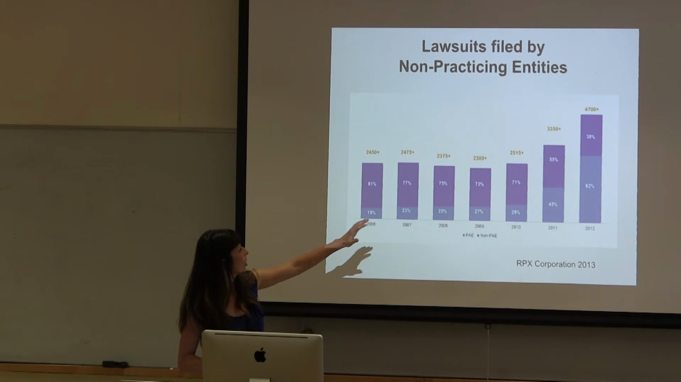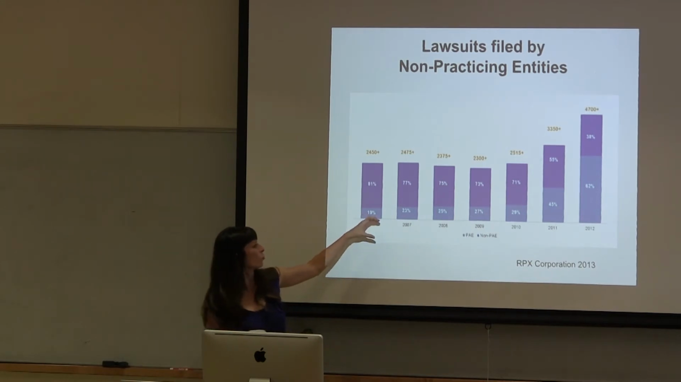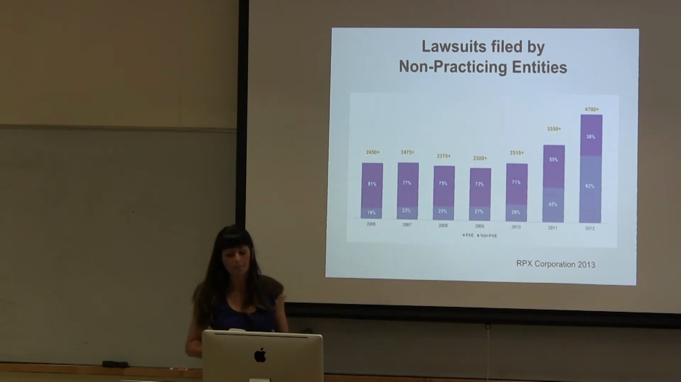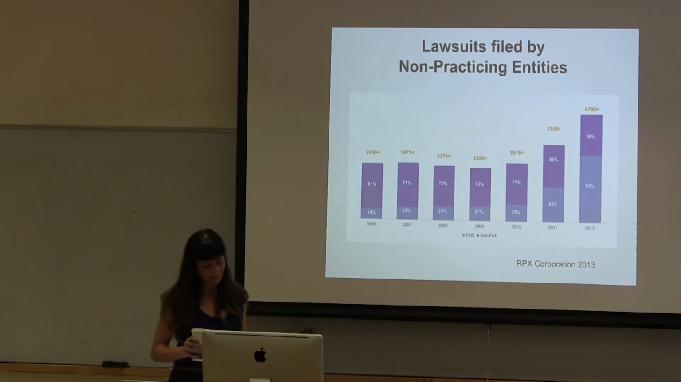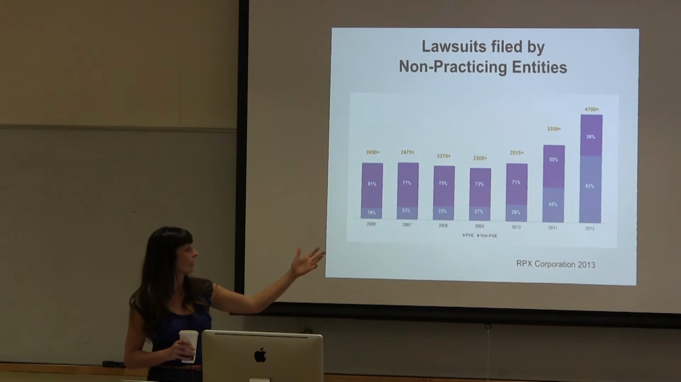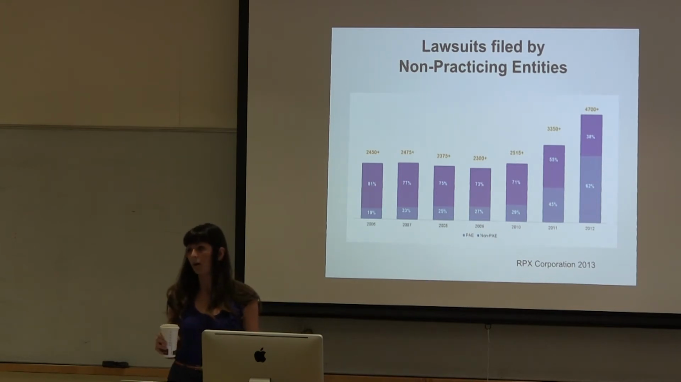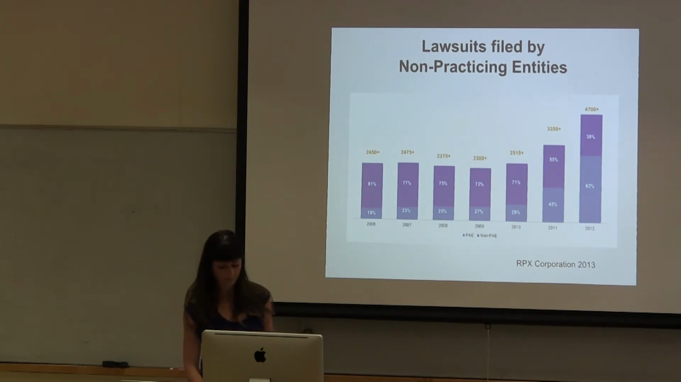So this chart shows that these trolls are initiating more and more lawsuits. And this increase, which is pretty drastic now, starts to explain why there's a lot of apprehension around inventing, or there's a fear of getting caught, or a fear of disclosing what you're doing, because you're worried about whether or not you're infringing or whether or not someone's going to sue you.